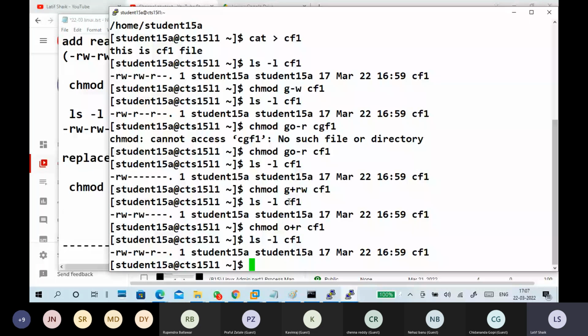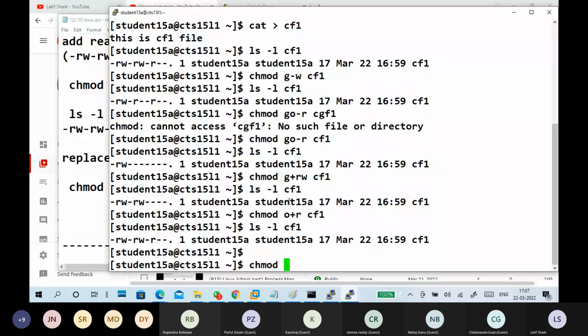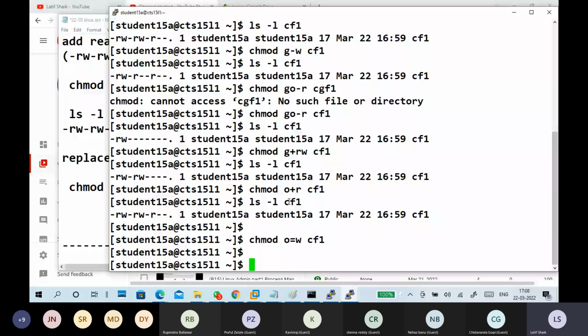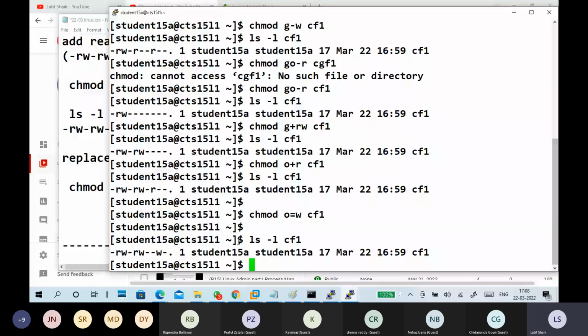So the last one is chmod o=w cf1. So find it, r gone, w came. Okay, so this is replacement.